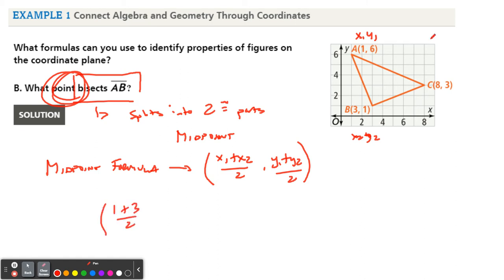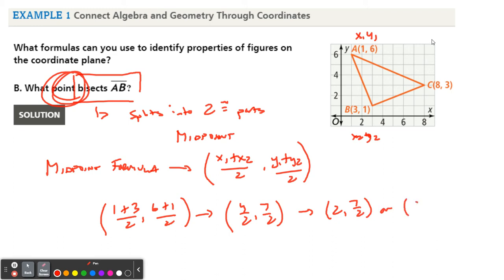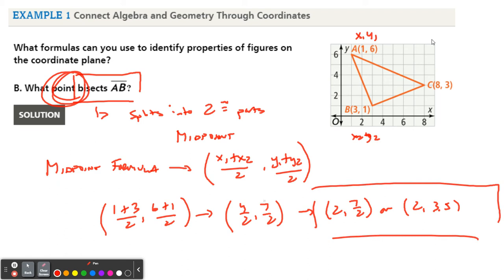1 plus 3 divided by 2. 6 plus 1 divided by 2. That is 4 divided by 2 and 7 divided by 2. So you could answer it as (2, 7/2) or (2, 3.5). Either answer is acceptable. I should have done it in blue, sorry. And if you go up here and try to plot (2, 3.5), boom. There's your midpoint M. AM is congruent to BM.